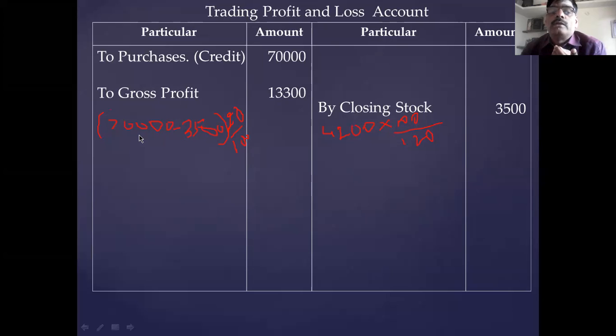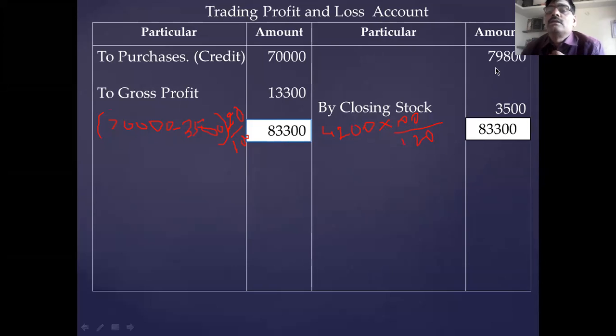You can note down this point. Okay, 13,300 is the gross profit. You close this account. The total is 83,000. So 83,000 is the total. Closing stock, this is the amount here. Then the difference. This difference is called sales. Okay, this is sales. And this sale you take to the cash book. In the cash account debit side, you take this sale and close the cash account.